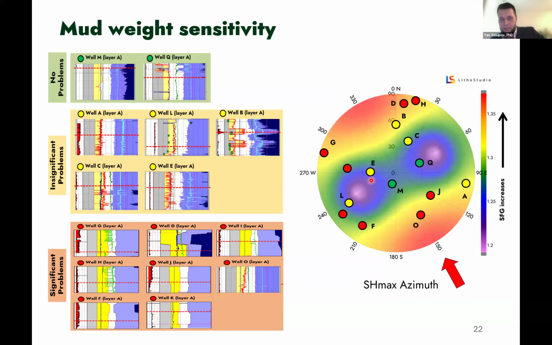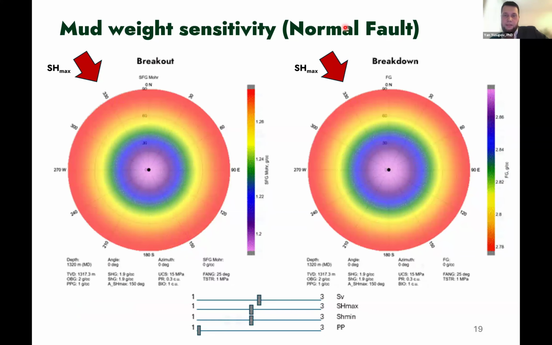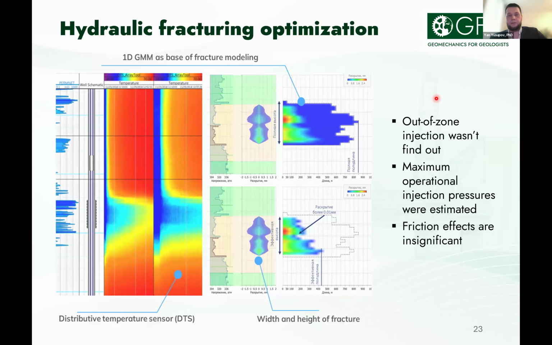From this, we can conclude that our stress regime is likely a normal fault, because we can see characteristics that are characteristic only of a normal fault, not of strike slip or reverse fault. So this is a very important type of calibration of the model using the same formation. For example, it can be shale, maybe a shale layer that intersects all the wells across the whole field, or another type. The next part of the tasks of geomechanics is hydraulic fracturing optimization.